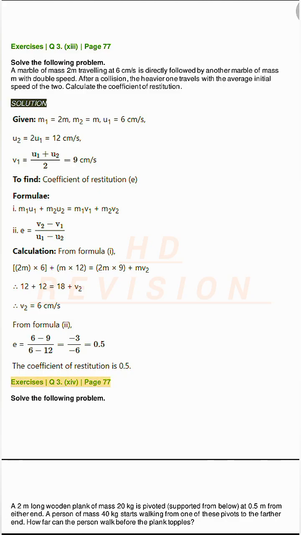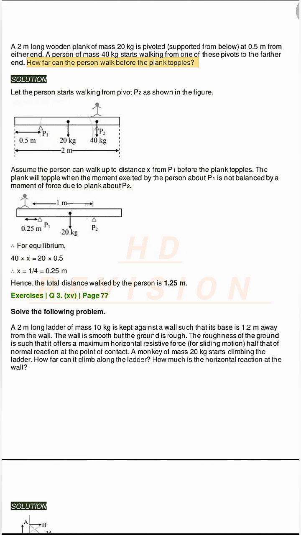Solve the following problem. A 2 meters long wooden plank of mass 20 kilograms is pivoted, supported from below, at 0.5 meters from either end. A person of mass 40 kilograms starts walking from one of these pivots to the farther end. How far can the person walk before the plank topples?